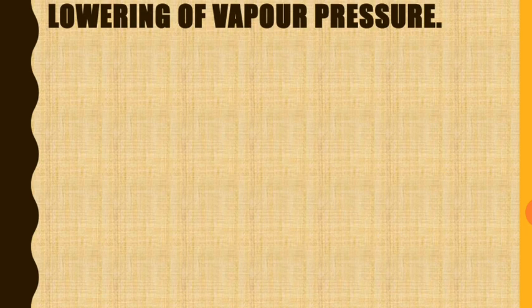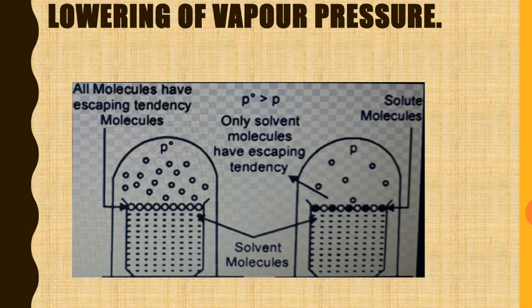Now why the lowering of vapor pressure? See the diagram again. The left hand side beaker has pure water. Now we have the rule with us, that only the solvent molecule has escaping tendency. So in the left hand side beaker all molecules have escaping tendency, so you will get a high amount of vapor pressure.